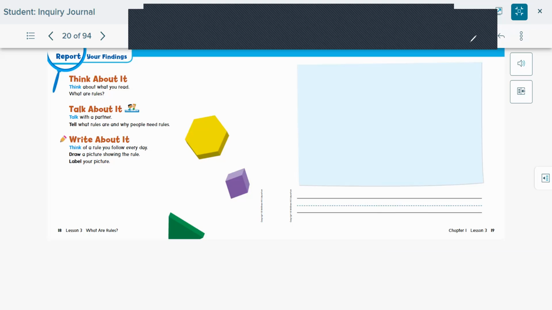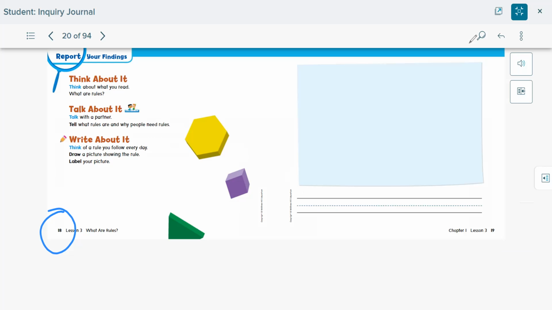Okay, we're back to our inquiry journal, and we are on page 18. So we're going to think about what we read. What are rules? Do you remember? Remember, we talked about rules and how rules help people get along. Rules tell us what we should do, and rules help to keep people safe. So, why do we need rules? To keep us safe and to help us get along.